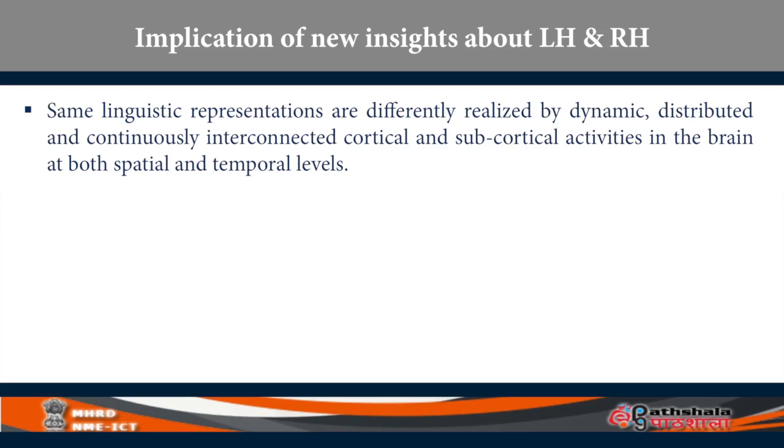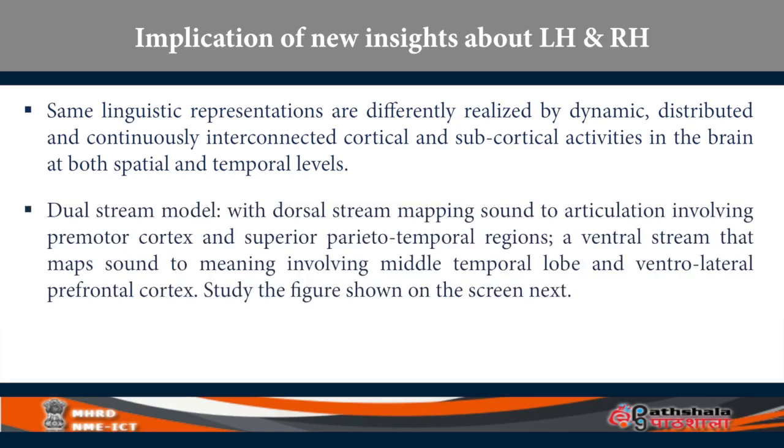Then one of the major insights of this new understanding is a new model called the dual stream model of brain-language relations. There are two streams, the dorsal stream and the ventral stream. The dorsal stream maps sound to articulation, and therefore it involves premotor cortex and superior parieto-temporal regions. The ventral stream maps sound to meaning, and since meaning involves the temporal lobe, the ventral stream is more into the temporal lobe, and the dorsal stream is more into premotor cortex.